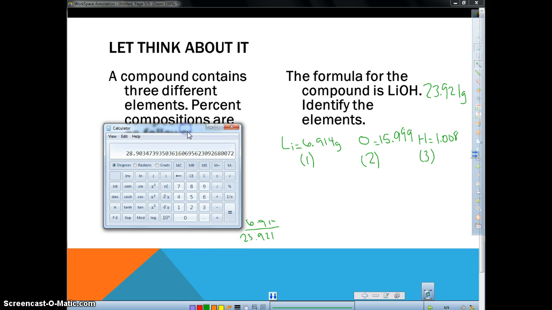So go ahead and finish up the worksheet. You're just calculating percent mass. Sometimes I have you write the formula, other times the formula is given, but have that ready to go for tomorrow, and I will see you then.